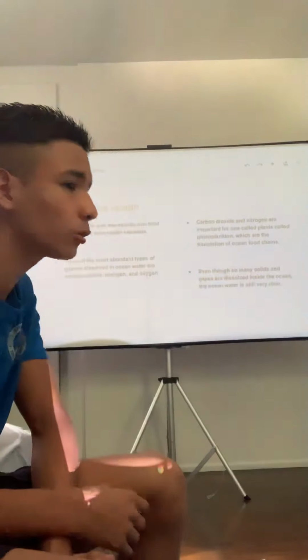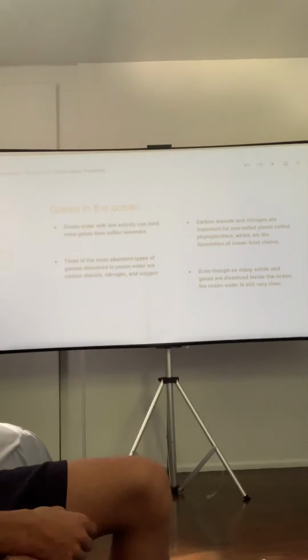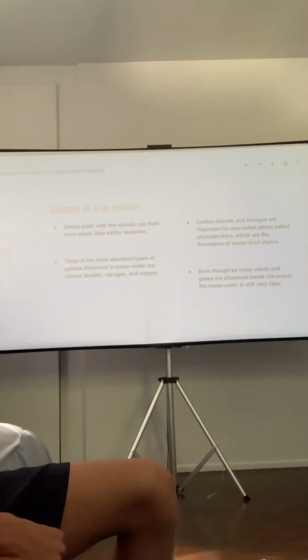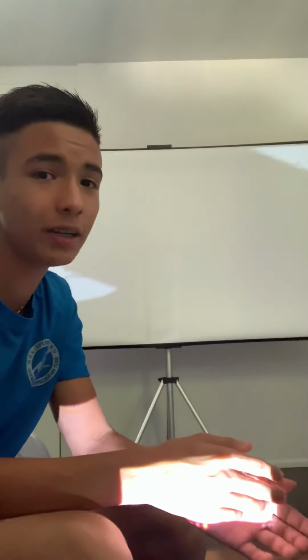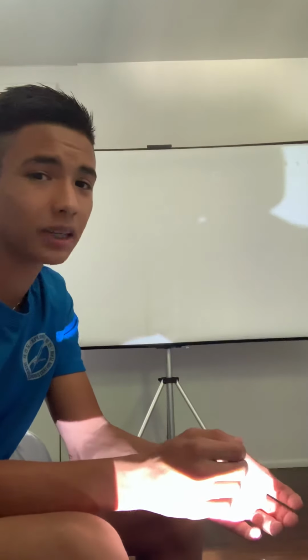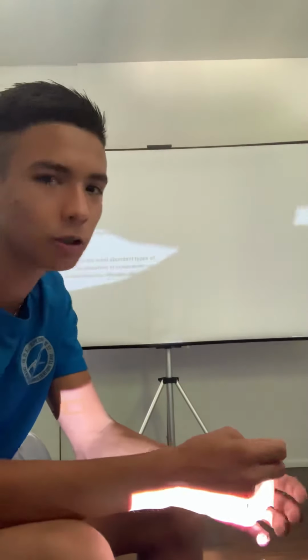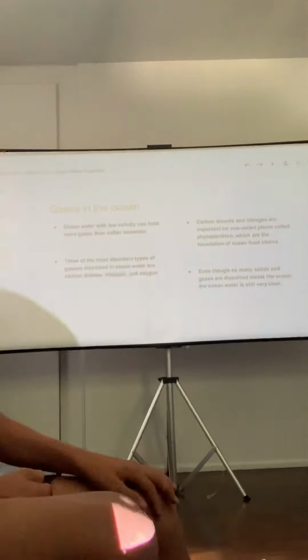So if I go to the next one, I'm going to be talking about the gases inside the ocean. Ocean water with low salinity can hold more gases than saltier water. As I said earlier, if I have the cup and I put salt in it, it's going to have less room because that salt is taking up more space. So ocean water with salt is going to take up more room, so it's going to have less room for the gases.